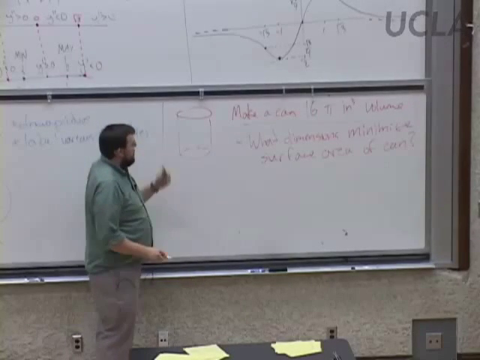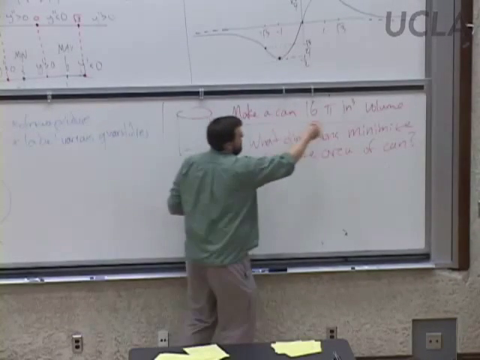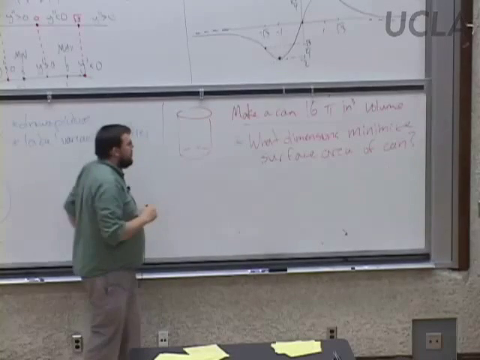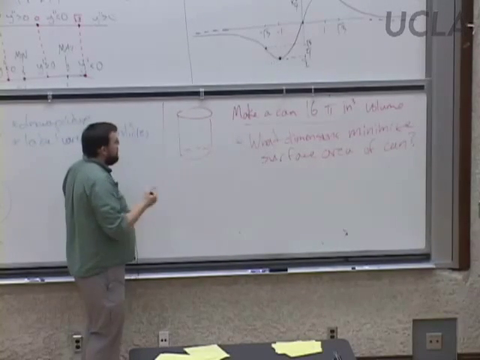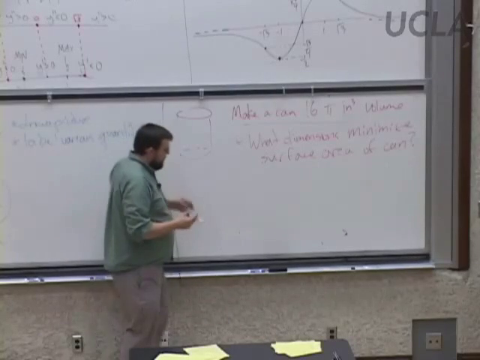Well, what do we know about it? We have to have 16 pi cubic inches of volume. What's the volume of a can? Well, so far we haven't put any labels on it.